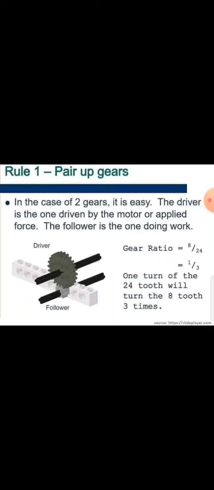The driver is the one driven by the motor or applied force, or which is simply attached to our actuator. The follower is the one which is doing work with the help of the driver. So to find their gear ratio, divide the number of teeth of the follower gear by the number of teeth of the driver gear, and you will find the gear ratio.